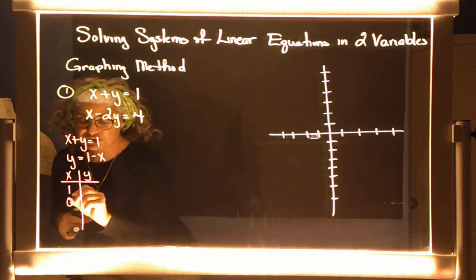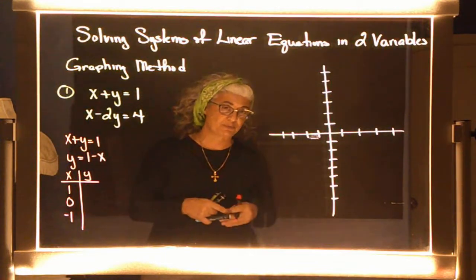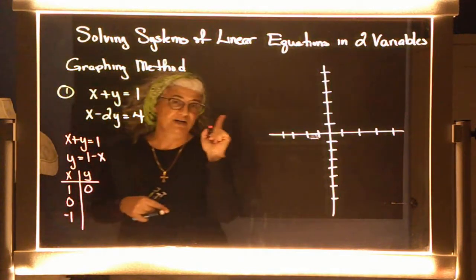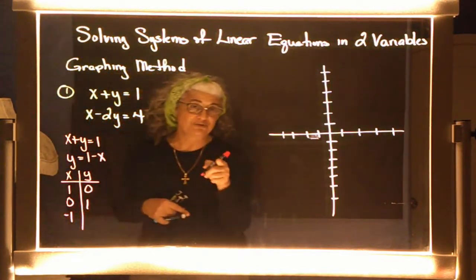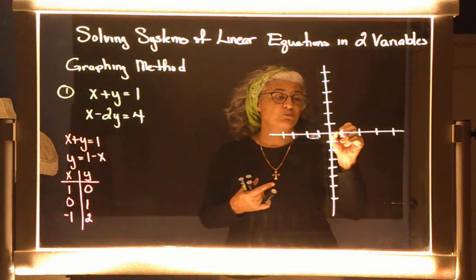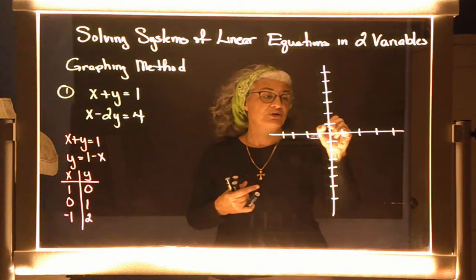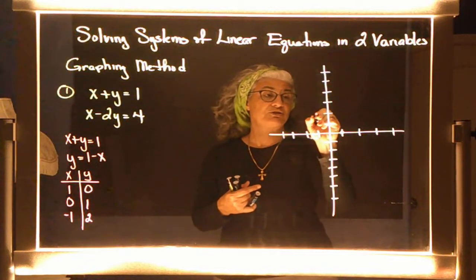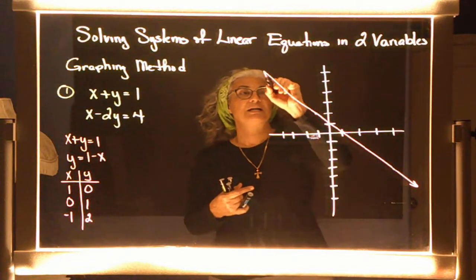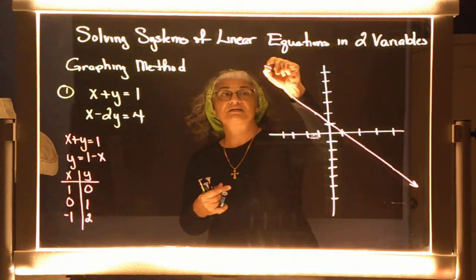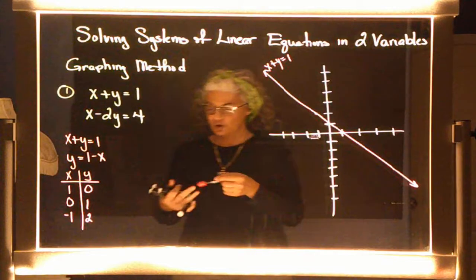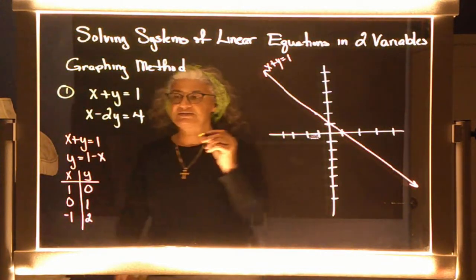I'm going to choose the traditional numbers that I have chosen before, if you watched one of my previous lectures. So when I plug in 1, I get 0. When I plug in 0, I get 1. And when I plug in negative 1, we get a positive 2. So the 3 points I end up with are (1, 0), (0, 1), and (-1, 2). I'm going to draw as straight a line as I can draw, and I'm going to label this. This line came from the equation x plus y equals 1.